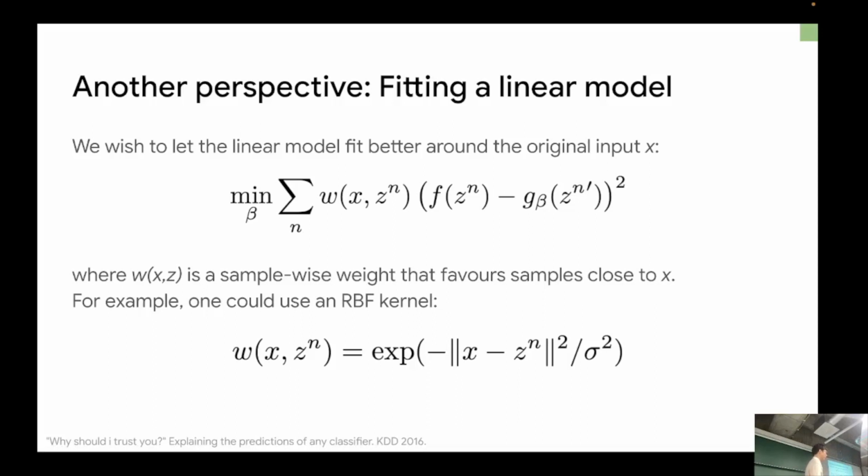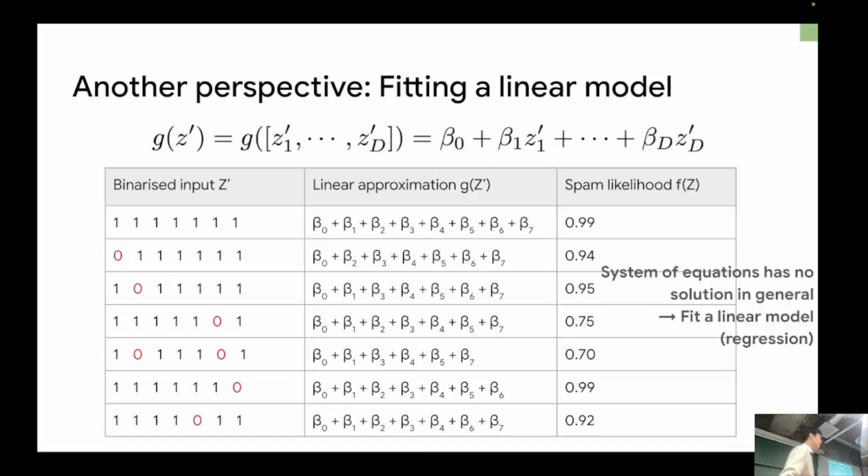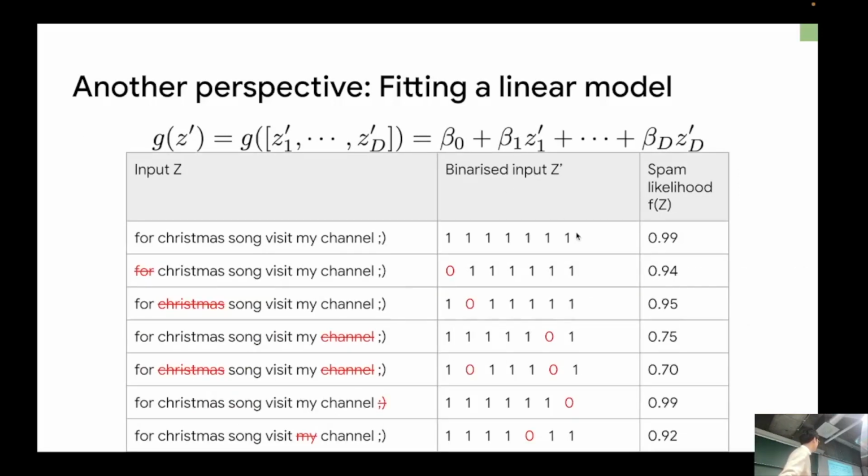I think the benefit of this weight is more evident when you have a longer text, for example. Let's say it's a whole document, right? Then your binarized input is basically a counting of how many words there are for each word, for example. And sometimes you wish to look at the contribution of a sentence, let's say.